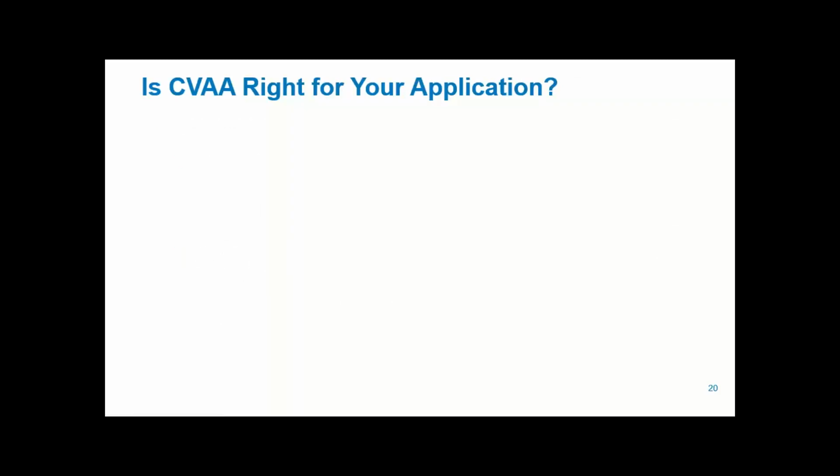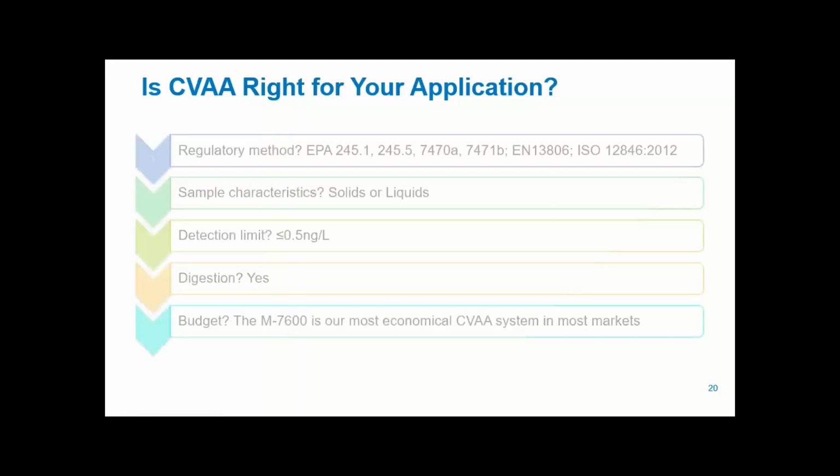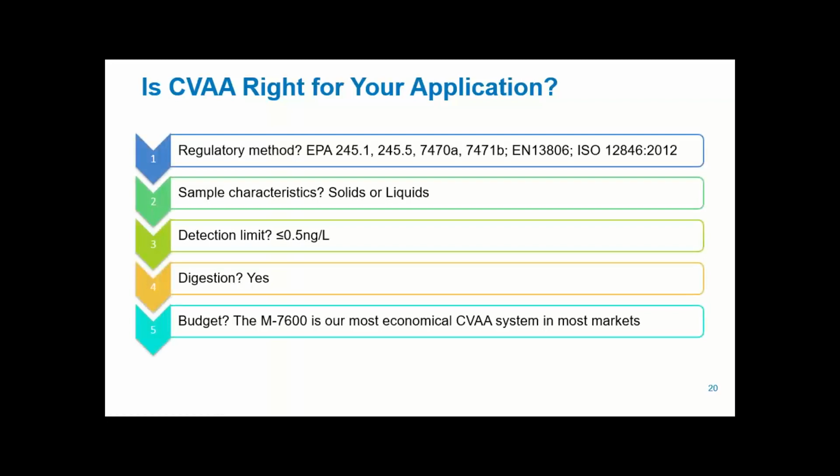So is cold vapor atomic absorption in the M7600 right for your application? So only you know that. So do you need to reach any of these regulatory methods? Do you run solids or liquids that need to be digested? Do you need a detection limit less than 0.5 nanograms per liter? And also, is it in your budget? This is our most economical CVAA system in most markets.